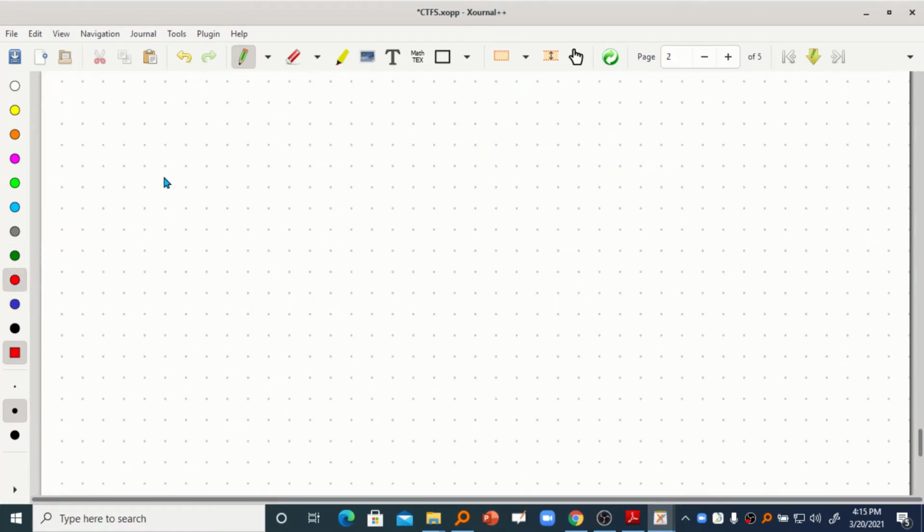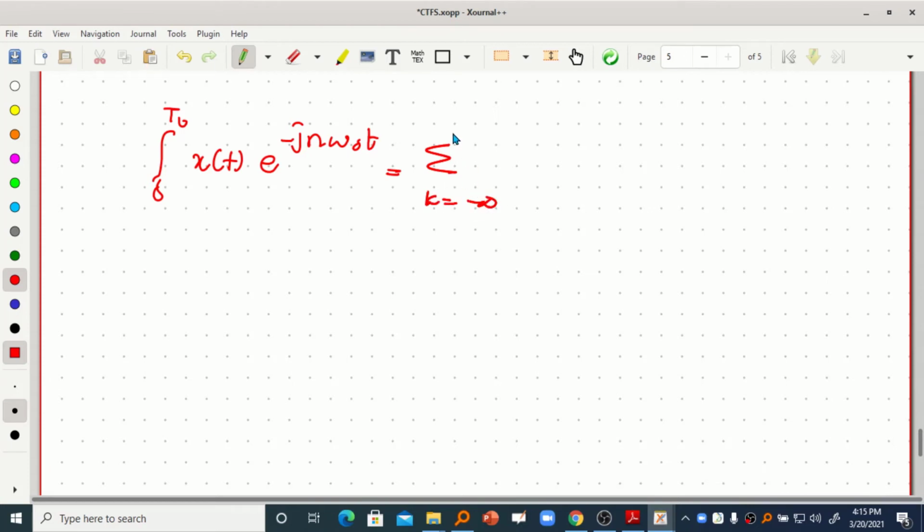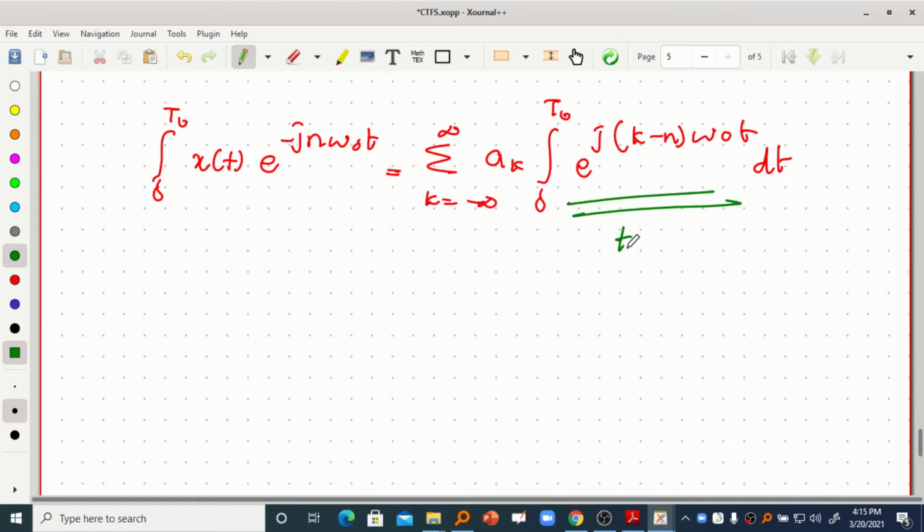So we started from the equation integral 0 to t0 x(t) e power minus j n omega 0 t equals summation k equals minus infinity to plus infinity a_k times integral 0 to t0 e power j(k minus n) omega 0 t dt, right? And through some mathematical manipulations, we have seen that it has value only when k is equal to n, and that is nothing but t0, right?